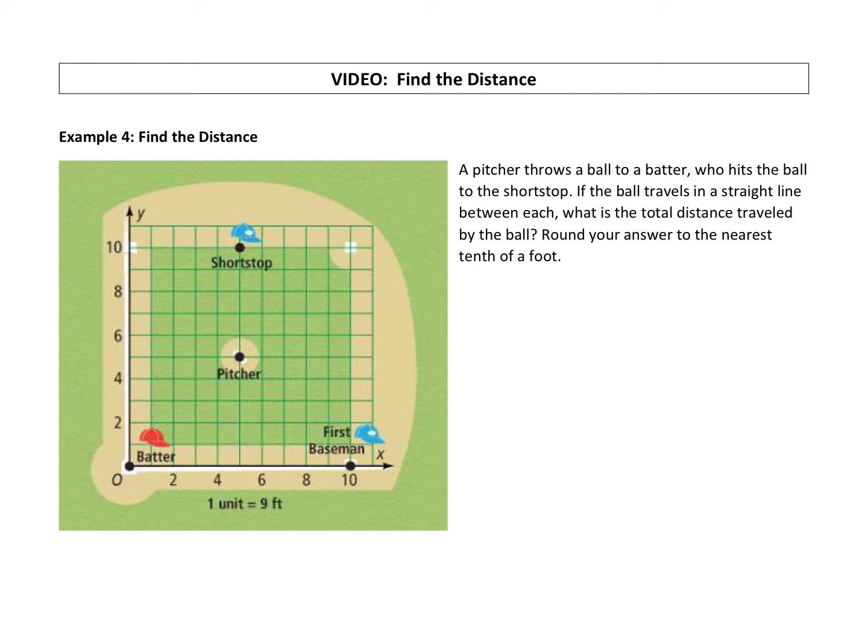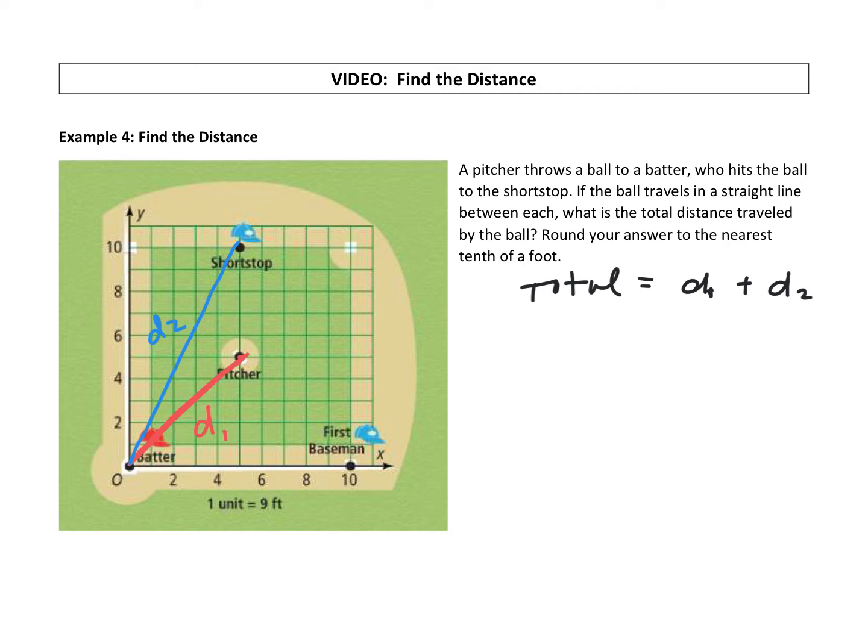So let's look at the pathway of the ball. It starts with the pitcher, and the pitcher throws it straight to the batter. So that's our first distance. I'm going to call that D1. Then the batter hits the ball and it goes straight to the shortstop. I'm going to call that distance D2. So the total distance that we're looking for is just the sum of those, our first distance plus our second distance. So we're going to find the distance of these two segments and then we'll add them together.